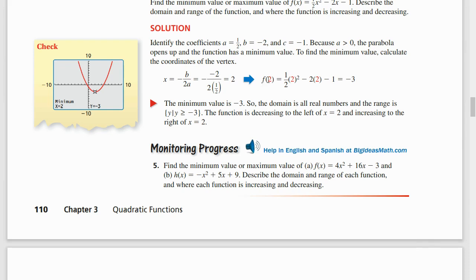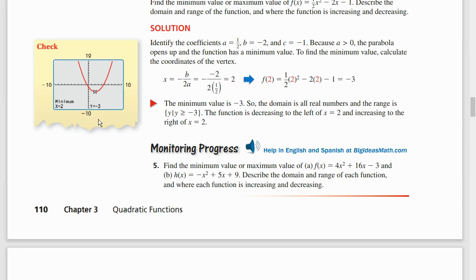To find the something, let's do f of 2. So taking a 2 and plugging it into the original function, 2 squared is 4, half of that is 2. 2 times 2 is 4, so 2 minus 4 is -2. -2 minus 1 is -3. So it occurs at the ordered pair 2, -3.